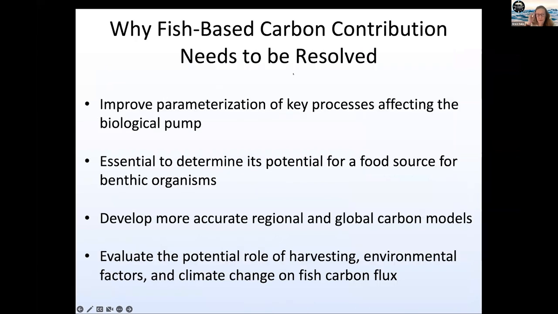Why do we need to do this? It's important in order to be able to improve the parameterization of key processes affecting the biological pump.